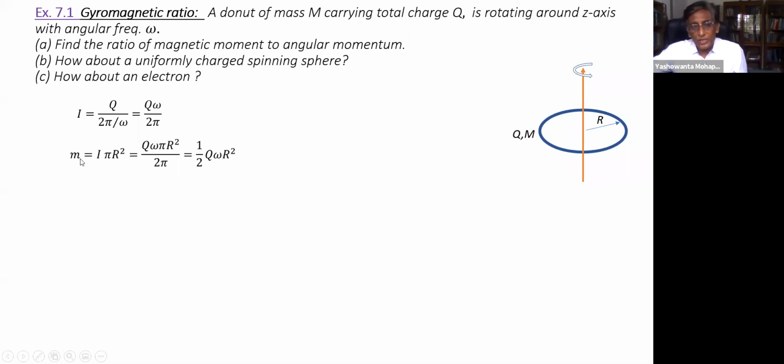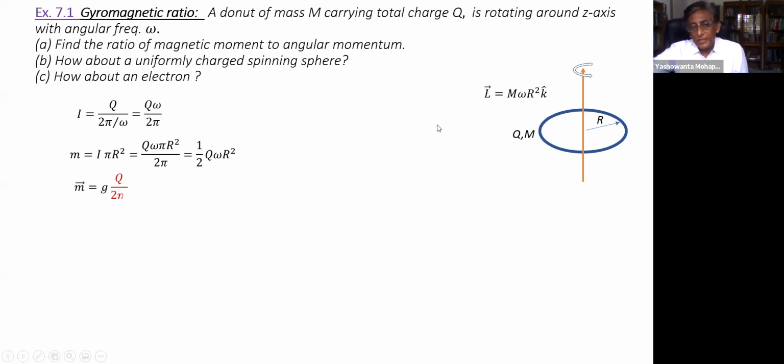And then we now know what the magnetic dipole moment is. That is I times the area, pi r square, and hence the magnetic dipole moment, of course, is pointing in the k direction, with the right hand rule. So this is half q omega r square. Now, from your last course, of course, you know that the angular momentum L is M omega r square pointing in the k direction.